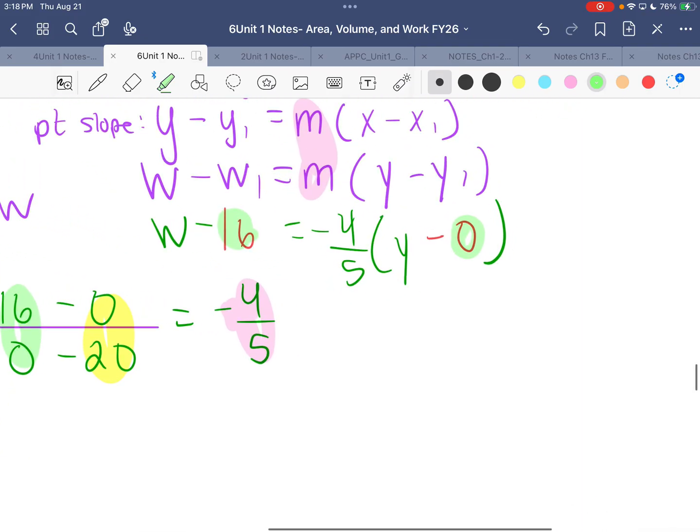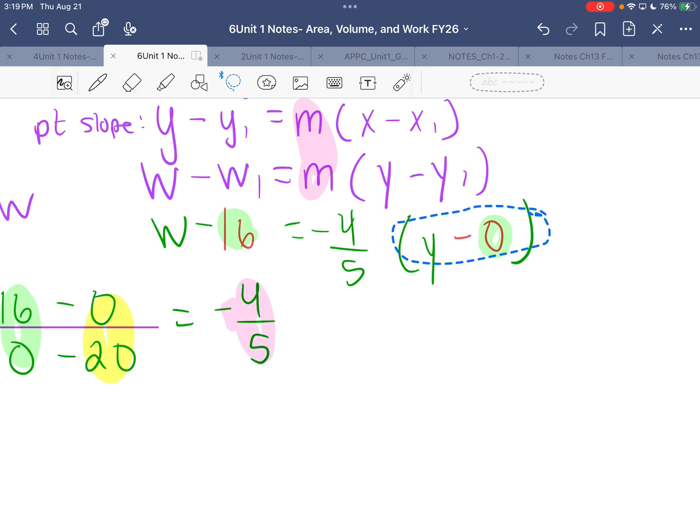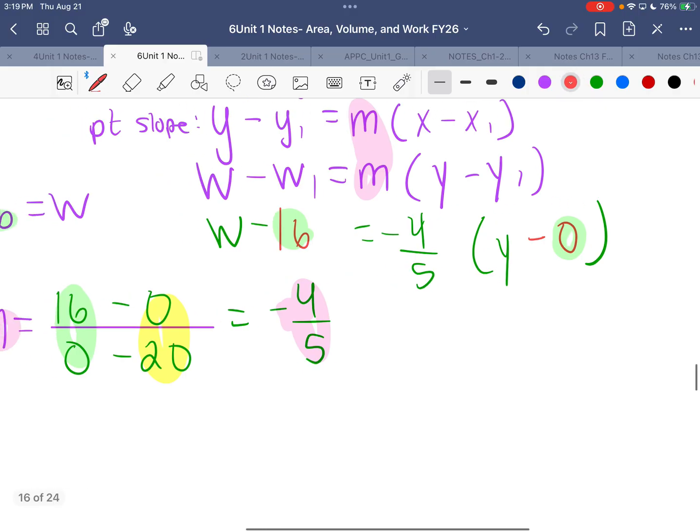Okay, and I think I was also saying stuff about the units, and I forgot to write them, so let me just write them real quick. Our dependent variable was water, and water was in pounds. Our independent variable was the y, the depth, so the slope is in pounds per feet. So in here you have pounds per feet.